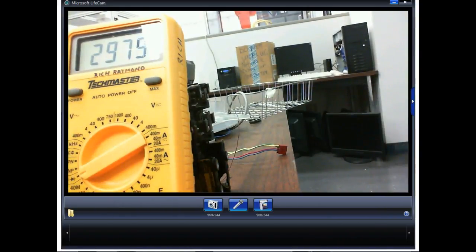So I'm going to come over here and put my black lead on the cathode. Okay, so it says this is the cathode. I'm going to come over here and take my red lead and put it on this guy right here. That's the anode, and there it is. I come over here and reverse that, and it stays the same. See that? So I know that this guy right here is good.